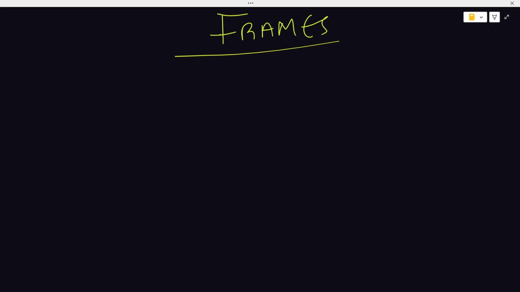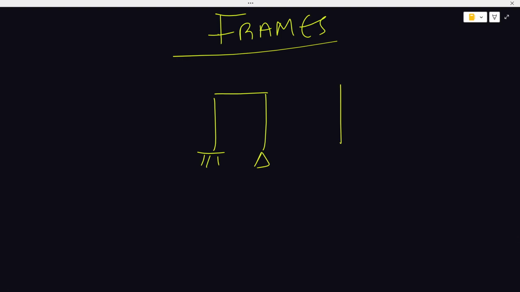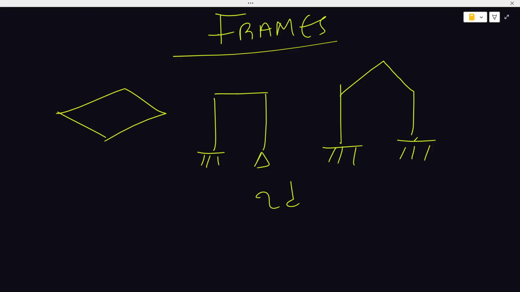But here in most of the schoolwork, we're going to be dealing with 2D frames, 2-dimensional frames, that is planar frames, frames like this, frames that you can just see in a 2-dimensional manner. So we'll be dealing with that. This is 2D, and of course something like this is 3D. Frames like this.